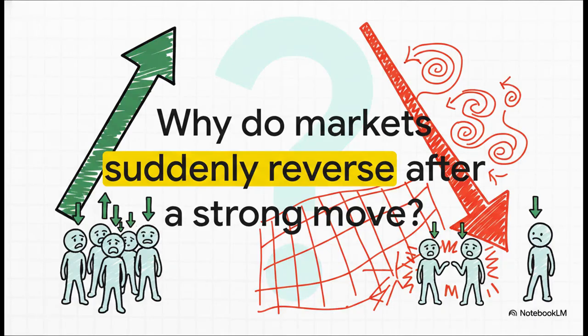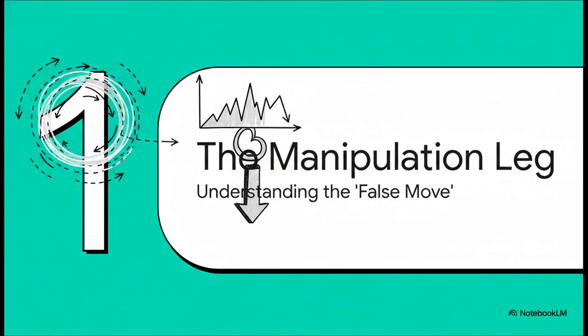I mean, think about it. The market is trending, it looks so sure of itself, you get in, and then it just completely pulls the rug out from under you. It's one of the most frustrating things in trading, right? Well, there's often a specific reason for it, and that's what we're digging into. The key to understanding these sudden, sharp reversals often comes down to spotting what our source material calls the false move. We're going to call it the manipulation leg.